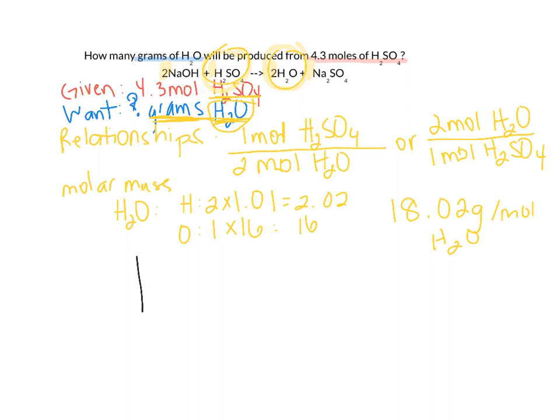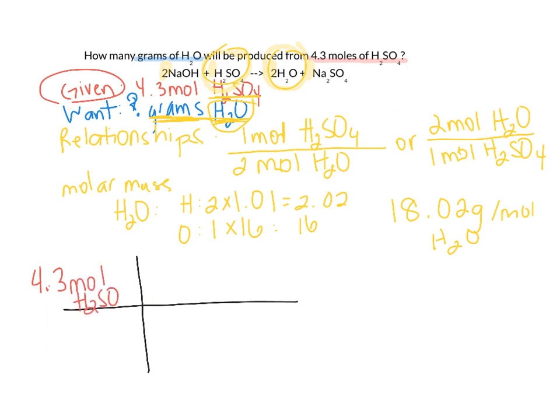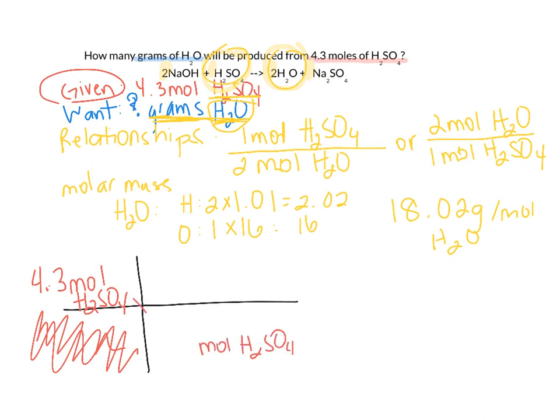Now let's start our dimensional analysis. You're always going to start with your given up here in red. So I'm going to start with 4.3 moles of H2SO4. Nothing goes here. Now, if I have moles of H2SO4, then I need to have moles of H2SO4 on bottom because it has to match that diagonal like we've been talking.